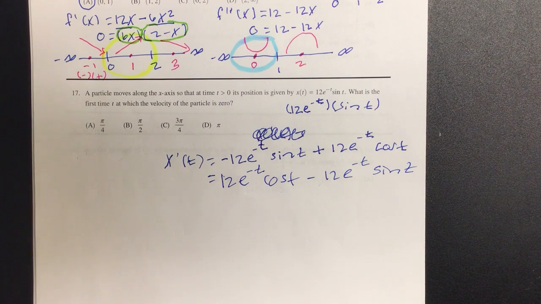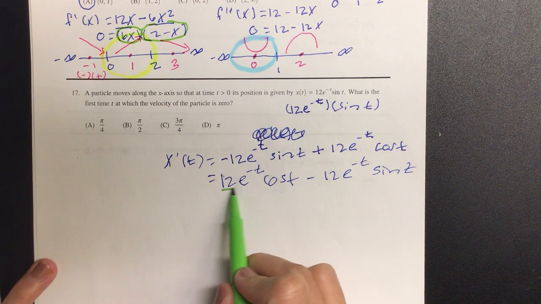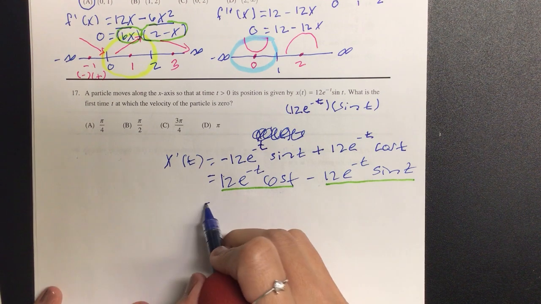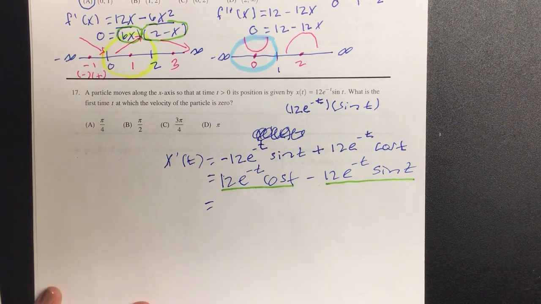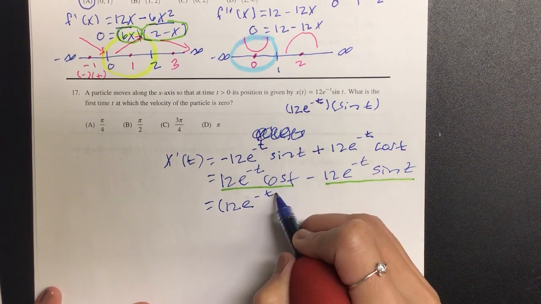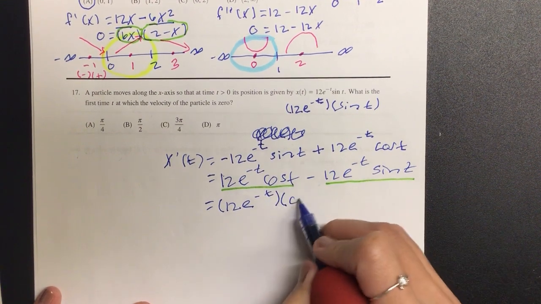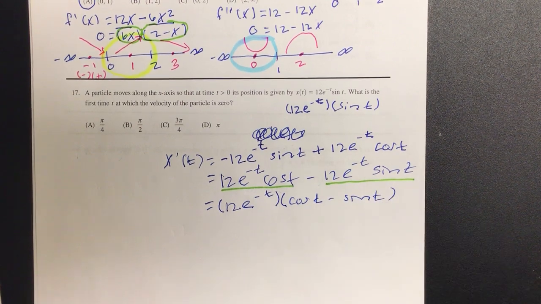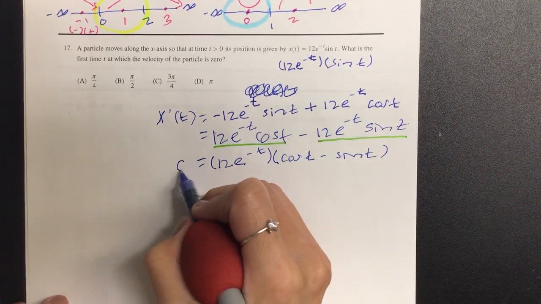So I need to figure out what my GCF is between this component and the other component. What is common between those two? They both have 12e what? Good. 12e to the negative t. And then I'm going to put the remaining back: cosine of t minus sine of t. And I need to set this equal to 0.